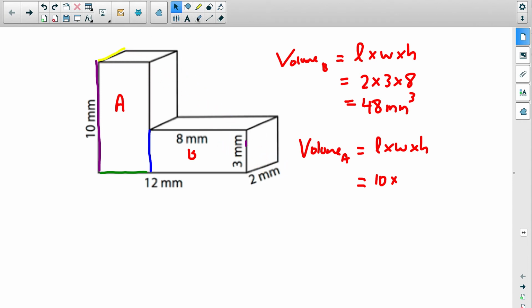So I will put times 2 here. And then we need this green one right here. How are we going to do that? If I look at the ones that are parallel, I don't know any of those. Alright, here's the thing about that.